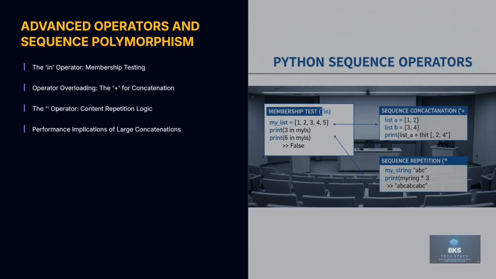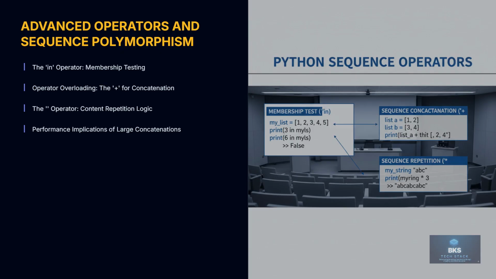The plus operator is overloaded for sequences to perform concatenation. Whether you are joining two strings, two lists, or two tuples, the plus operator produces a new object containing the combined elements. Similarly, the star operator does not perform mathematical multiplication on sequences. Instead, it performs repetition. For example, friend times 3 results in friend, friend, friend.